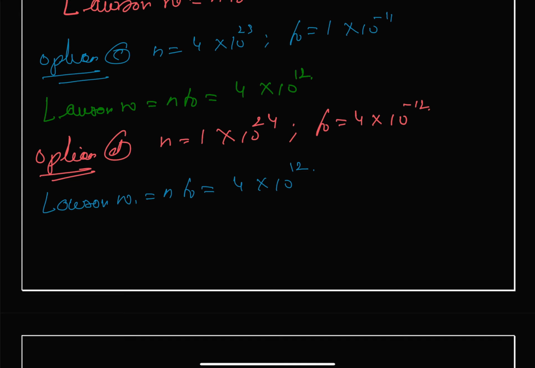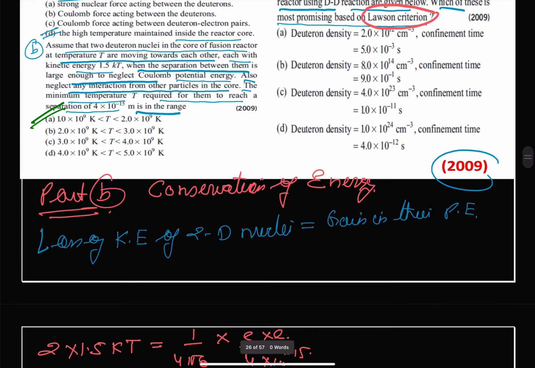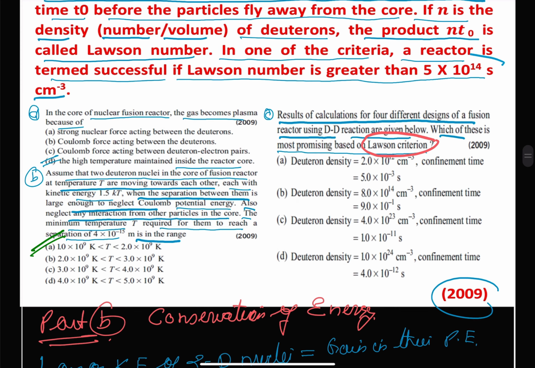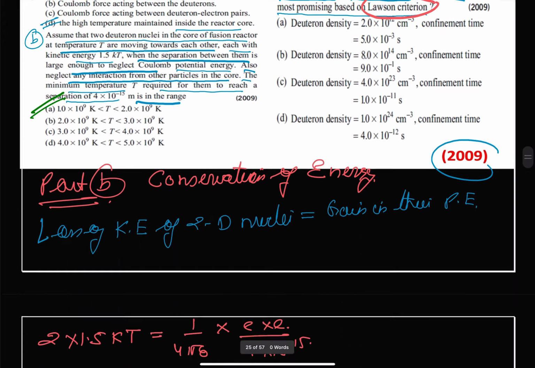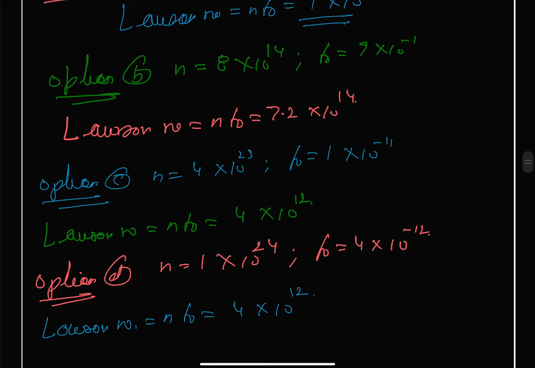And we are given that the most promising Lawson number is 5 × 10^14 seconds per centimeter cube. So if you make a comparison between all these options, you can see that option B is greater than 5 × 10^14. So option B is correct.